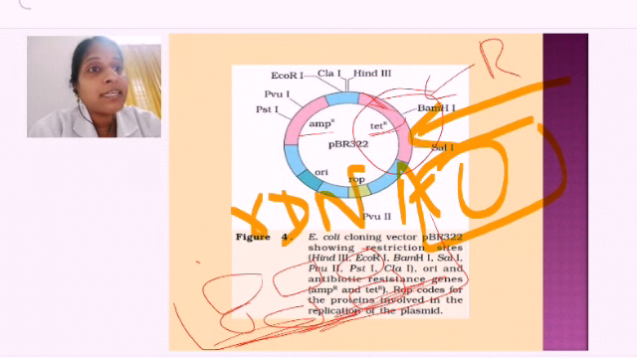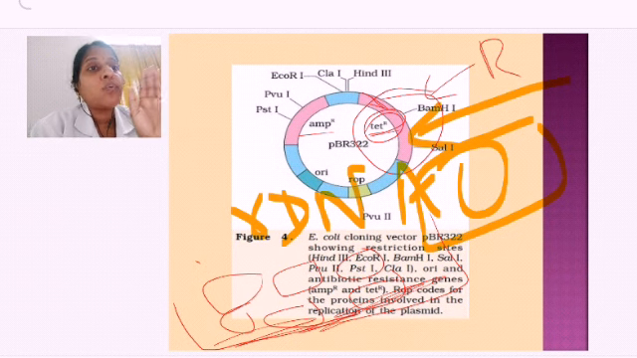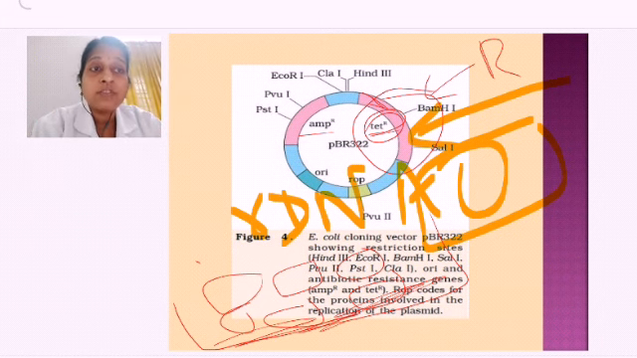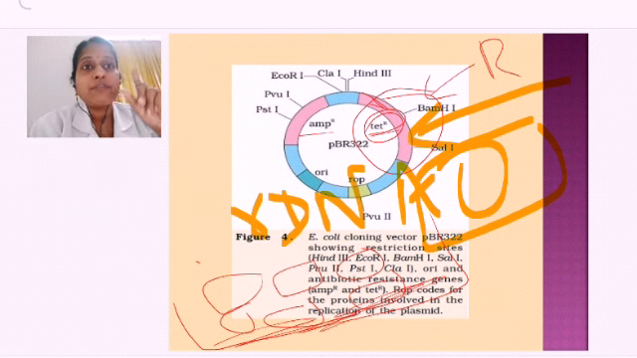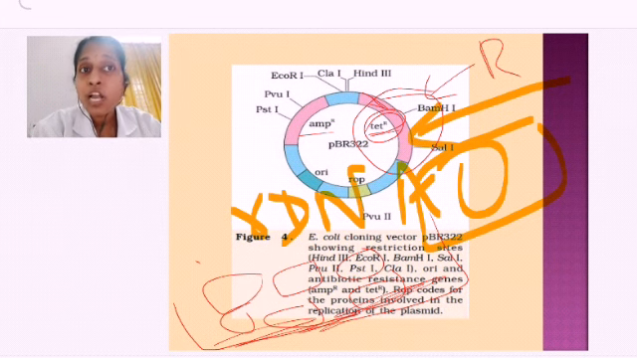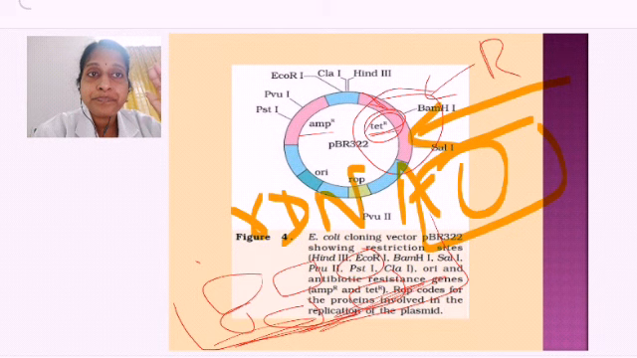Surviving means the tetracycline gene is expressed, which means my foreign DNA is not inserted properly there. So which is surviving is not a recombinant. It is not an rDNA. Which is not surviving, it means my foreign gene has been taken in, that's why it is not surviving, because the resistant factor is lost. So the recombinants cannot survive, and the non-recombinants can survive in tetracycline.